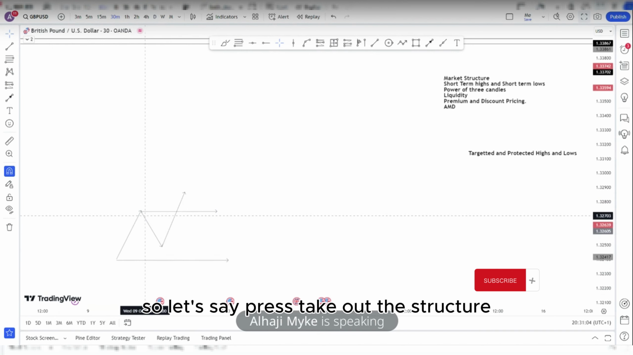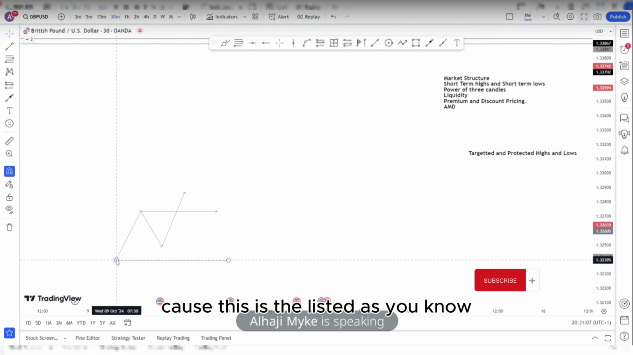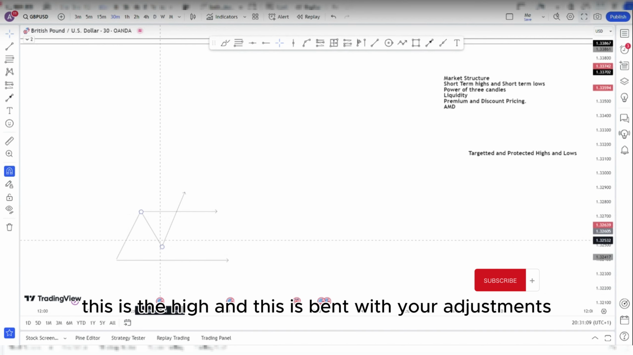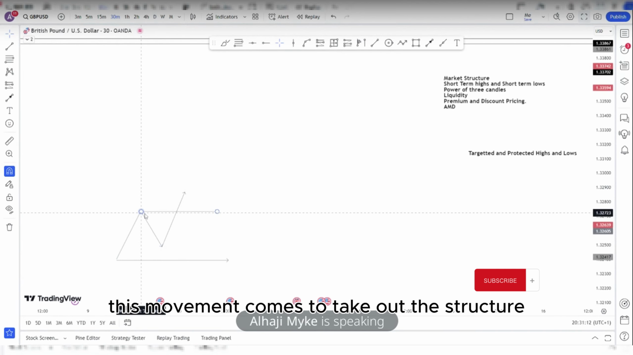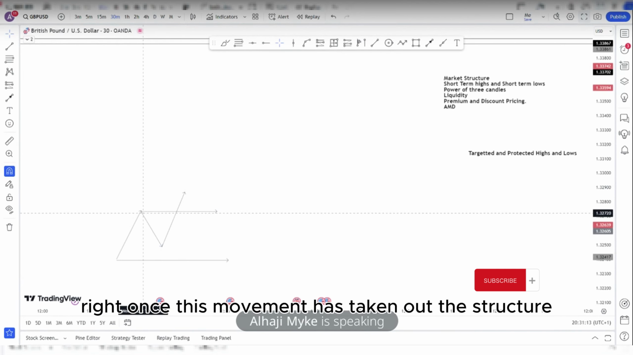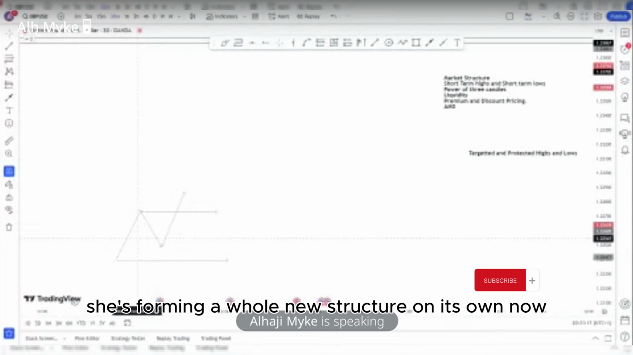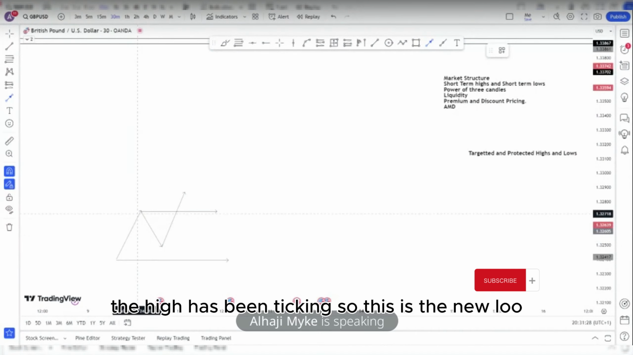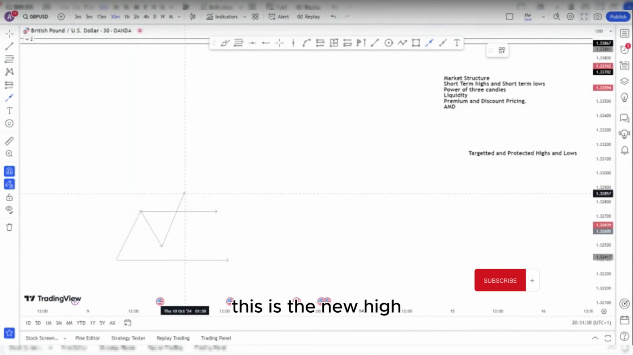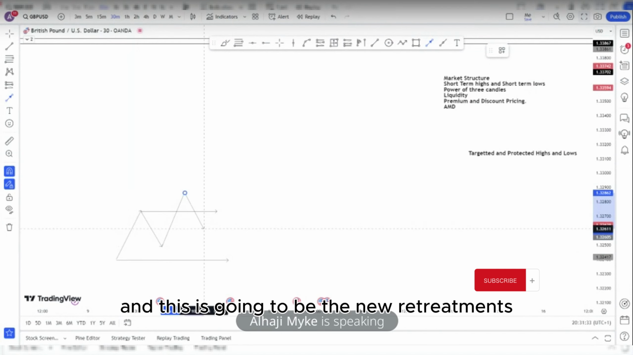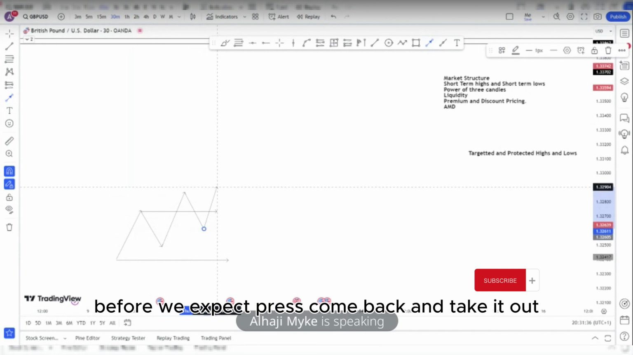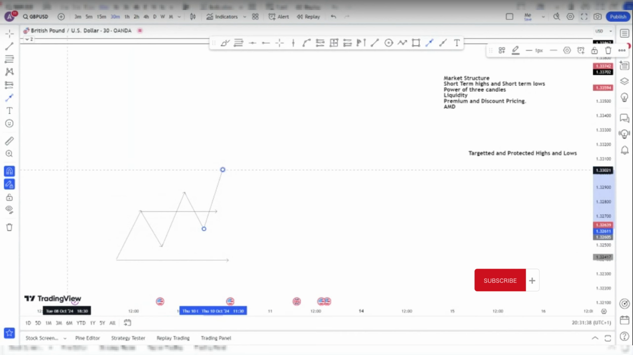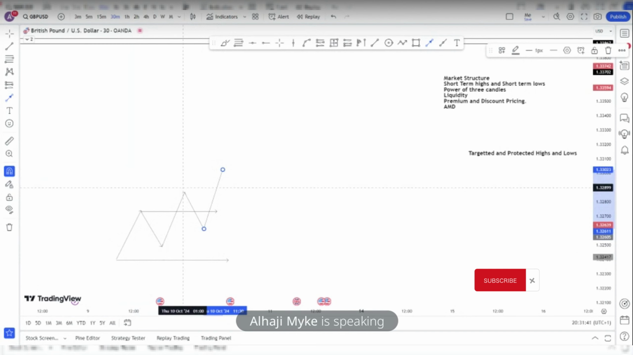So let's say price takes out the structure now, for example. Let's say this is the low, this is the high, and this is meant to be the retracement. This movement comes to take out the structure, right? Once this movement has taken out the structure, it's forming a whole new structure on its own now. And what we expect price to do is to come back. The high has been taken, so this is the new low, this is the new high, and this is going to be the new retracement before we expect price to come back and take it out. Are we together?